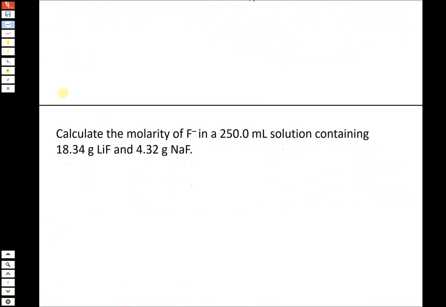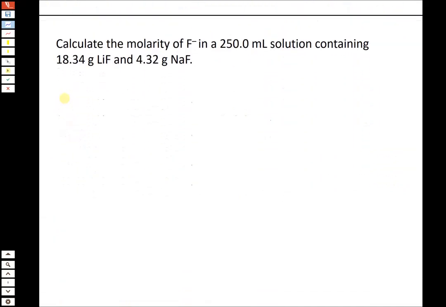And then finally, the last one I'll do dealing with molarity is if you have a mixed solution. So here we're looking for the molarity of F minus in a 250 milliliter solution containing 2 things, 18.34 grams of lithium fluoride and 4.32 grams of sodium fluoride. So we have 2 things being dissolved in water. So when you dissolve 2 things in water, the total number of moles is going to just be additive for a specific substance in water. So here we're looking for a molarity of F minus.